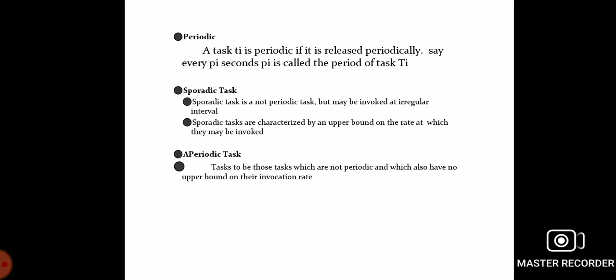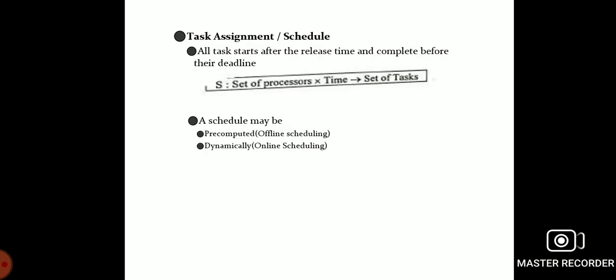So we have to check the task assignment or scheduling. We have to move to the task assignment. All tasks start after the release time and complete before the deadline. This is a set of processors over time, and a set of tasks. A schedule may be pre-computed, that is offline scheduling, or dynamic, that is online scheduling.